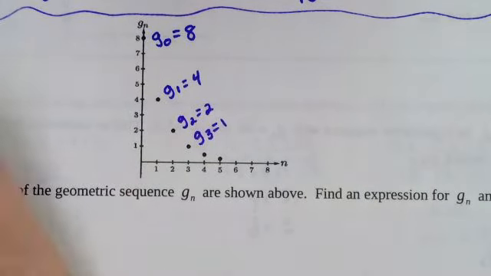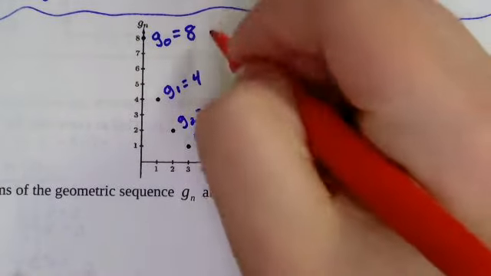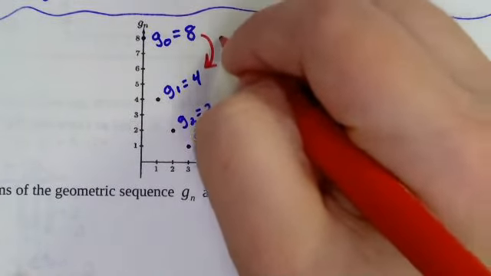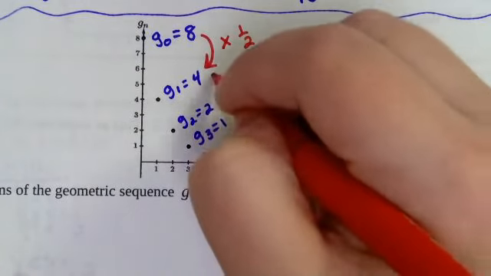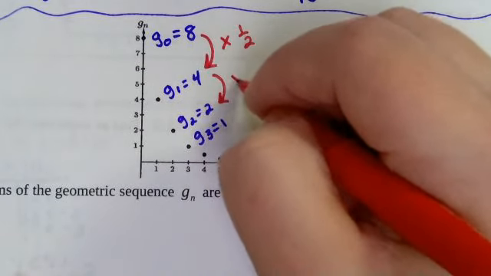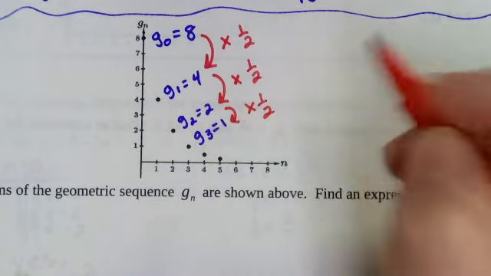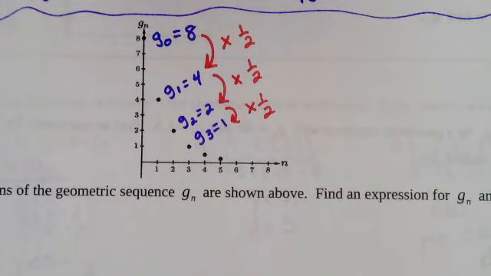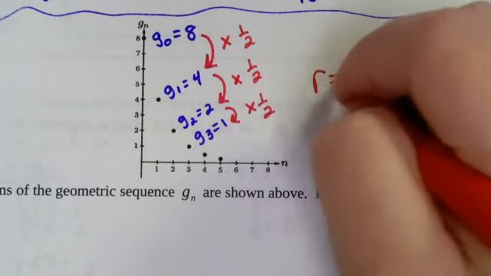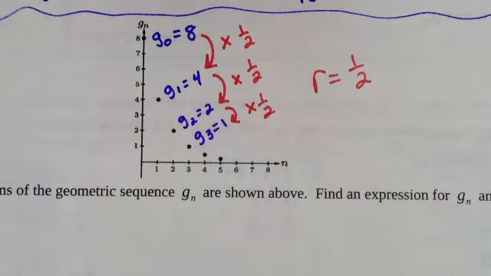Well, most of y'all would recognize that what they've done here is they've cut it in half every single time. From 8 to 4, it's like they divided by 2, so times 1/2. 4 to 2, they cut it in half again, so times 1/2. 2 to 1, they cut it in half, right? So because of that, we know that our common ratio is going to be 1/2, and then you can write out the problem.